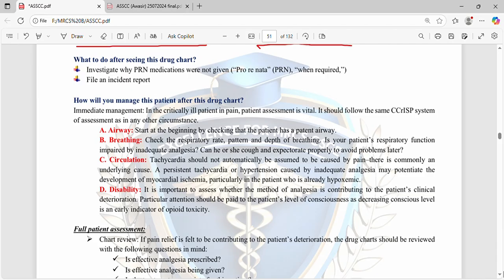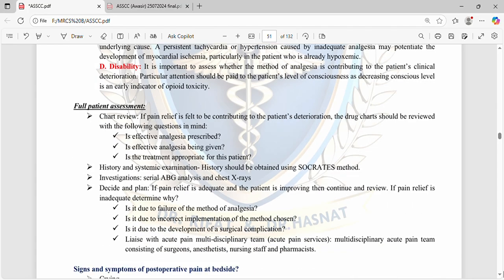Disability: it is important to assess whether the method of analgesia is contributing to the patient's clinical deterioration. Particular attention should be paid to the patient's level of consciousness, as a decreasing conscious level is an early indicator of opioid toxicity. Full patient assessment. Chart review: if the pain relief is felt to be contributing to the patient's deterioration, the drug chart should be reviewed with the following questions in mind. Is effective analgesia prescribed? Is effective analgesia being given? Is the treatment appropriate for this patient?